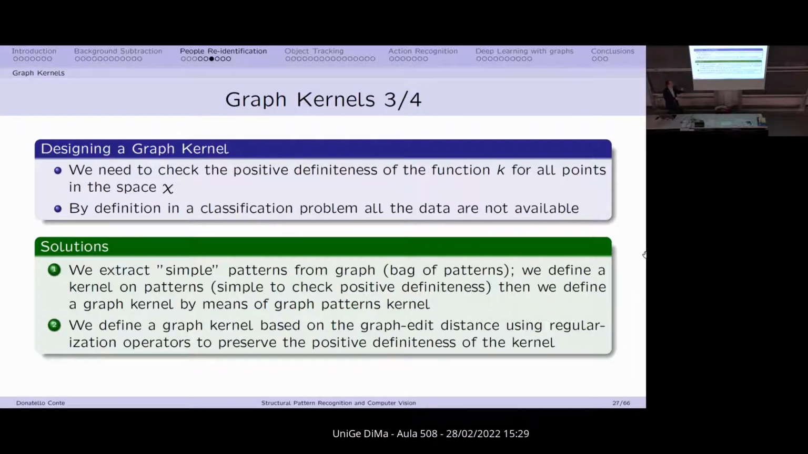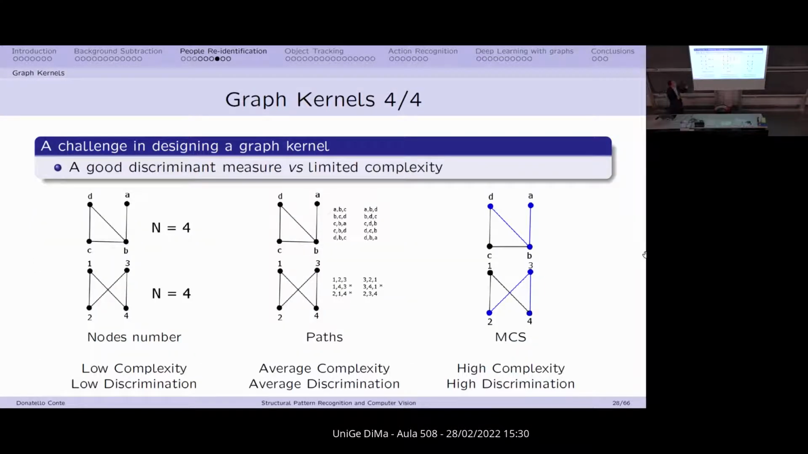The problem of defining a graph kernel is that it's not simple to verify these properties, the symmetry and the positive definiteness of the function. So the solution is to extract some simple patterns for which we can prove the symmetry and the positive definiteness, and then we can create some aggregation of these simple functions to define a kernel for graphs. Here there are some examples, because the trade-off is to have very simple functions that are still informative.